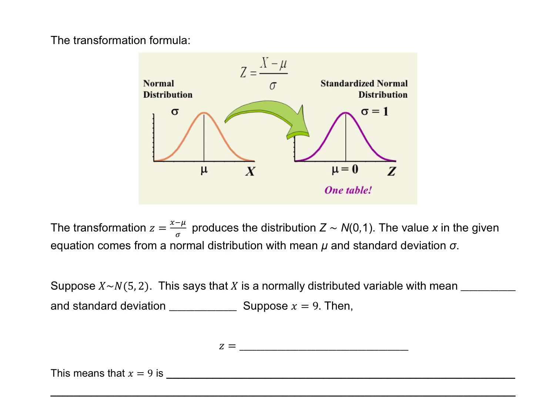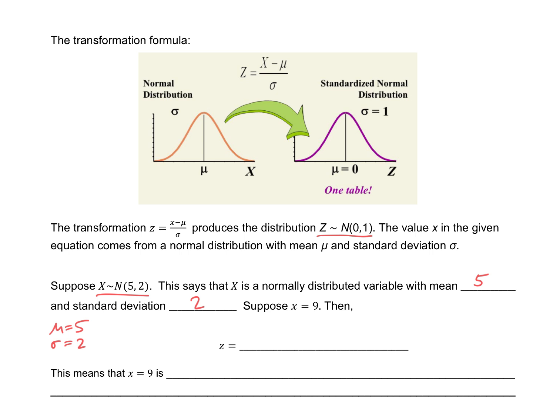Okay, the transformation z equals x minus mu over sigma produces the distribution. Z is the normal with, again, 0 as the mean, 1 as the standard deviation. That's what this notation means. The value x in the given equation comes from a normal distribution with mean mu and standard deviation sigma. So suppose x is normal with a mu of 5 and a sigma of 2. So my mean is 5 and my standard deviation is 2.